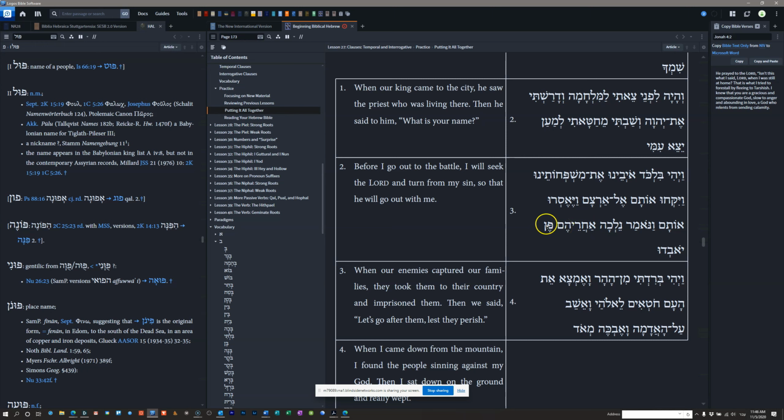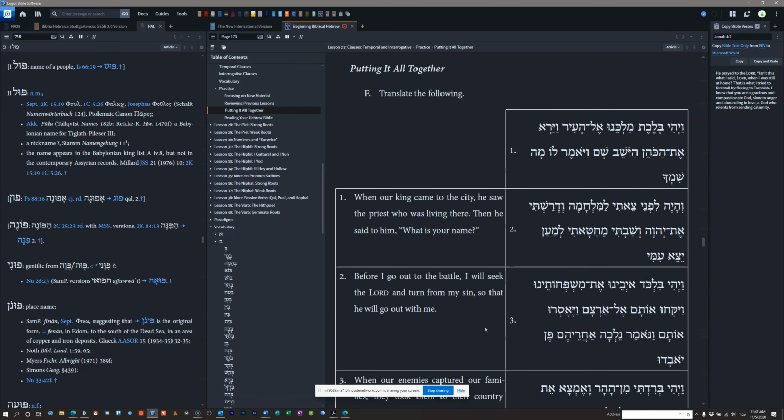Pen usually negates, basically like the word lest. Lest or unless maybe. Let us go after them, lest they, 3MP, yod, shurik, lest they perish. All right? So when our enemies captured our families, they took them to their country, I said land, and imprisoned them. Then we said, let's go after them lest they perish. All right, so that was F.